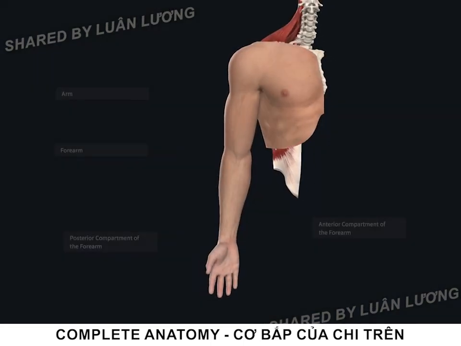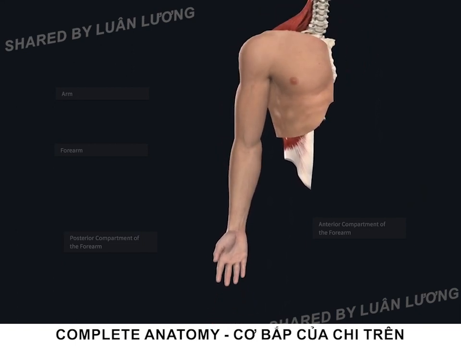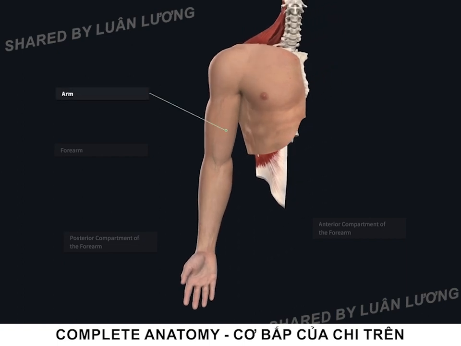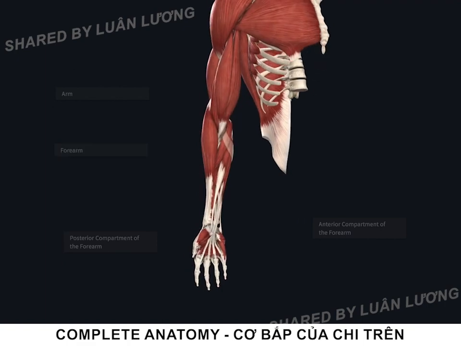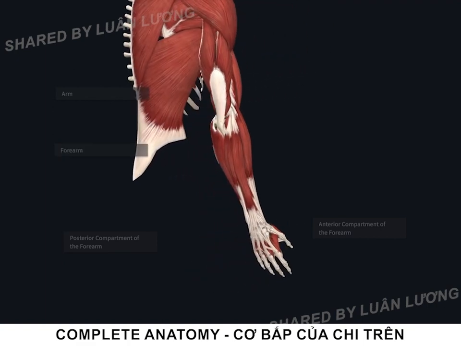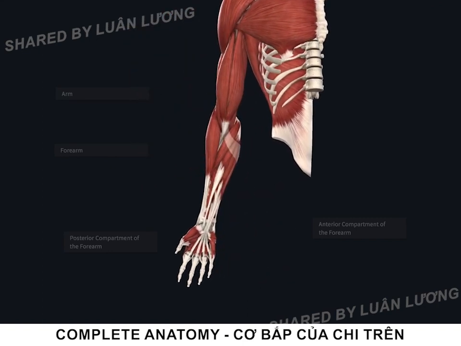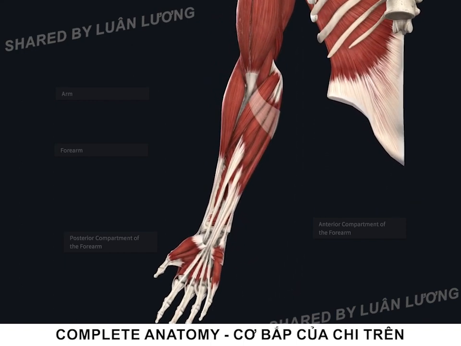Before taking a closer look at all of the muscles within the forearm, I want to go over the idea of compartments within this region. So recall that the arm was the area between the shoulder and the elbow, while the forearm is going to be the area between the elbow and the wrist. And there's going to be a lot of small muscles within this region that are going to help perform all of the small, fine movements within our hand and our wrist. These muscles are going to be grouped into two different compartments.